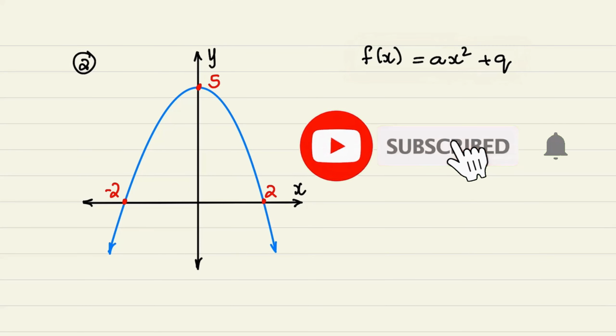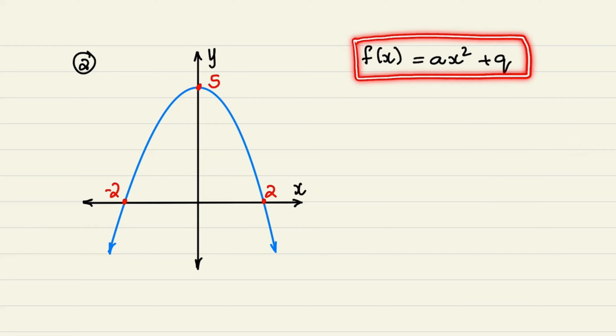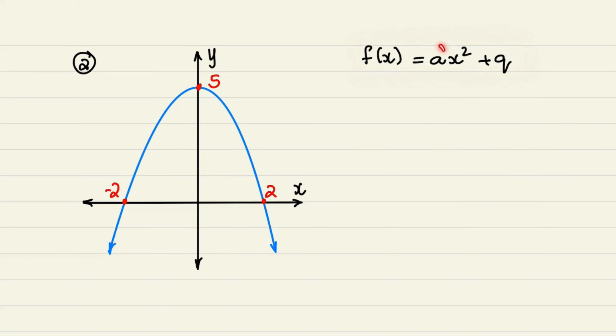In our second example, we are given two x-intercepts and a y-intercept, and we want to find f(x) equals ax squared plus q. So again, we want to find the a value and the q value. As in our previous example, we can read the q value as plus 5 because it is the y-intercept. So we can read it from the graph.